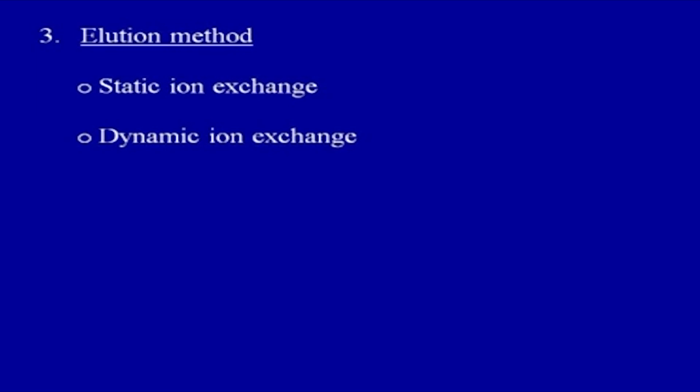Now, here in the elution method, it could be static ion exchange or dynamic ion exchange. In static ion exchange, protein is fully adsorbed to the bed and completely eluted by displacement into the mobile phase using a small volume of strong eluent. Like I said, you can take 0.5 molar or 1 molar NaCl and you can elute the protein. This is useful for concentration of protein from a large volume of sample, because though it is a strong eluent, you are eluting it in a smaller volume. So, what you get is a much concentrated solution of the protein.